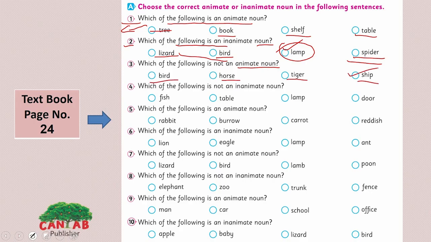Look at the fourth one. Which of the following is an animate noun? Not an object or thing. We have to find the animate noun. Yes, fish is the living being here. The table, lamp and door are inanimate nouns. I hope you can do the other sentences too by yourself.